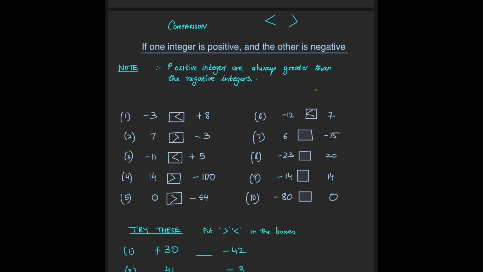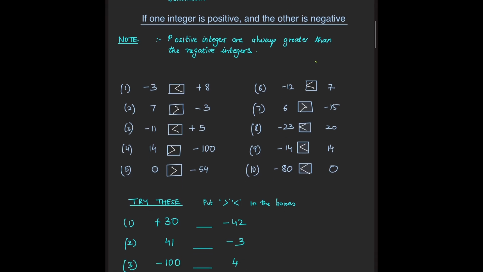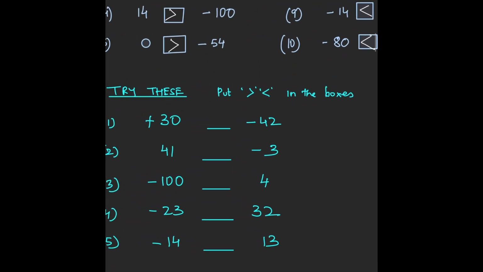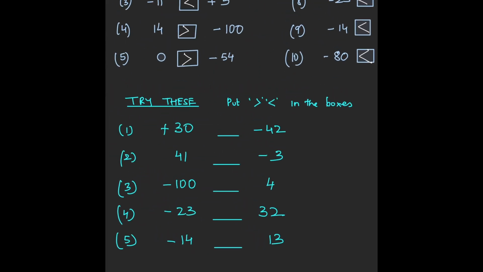See, I'm opening the crocodile's mouth towards the positive number everywhere. Positive. Positive. 0 is greater than any negative number. Done. So if you have these integers where one is negative and one is positive, the positive one is always greater than the negative one. I want you to try this on your own. Come on. You can just pause the video for 2 minutes, finish this and then check it with my answers.